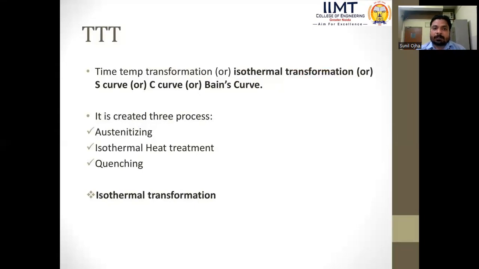It is also called the time temperature transformation diagram or isothermal transformation. Isothermal means fixed temperature transformation. It is also called the S curve, C curve, or Bainite curve. It involves three processes: austenitizing, isothermal heat treatment, and quenching. Simply, isothermal transformation.